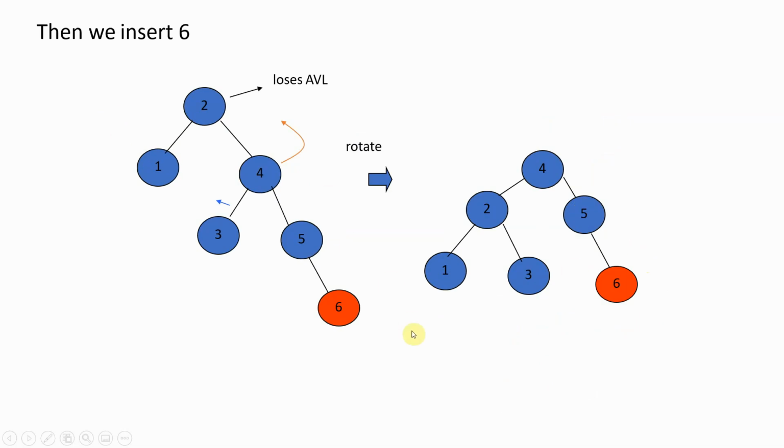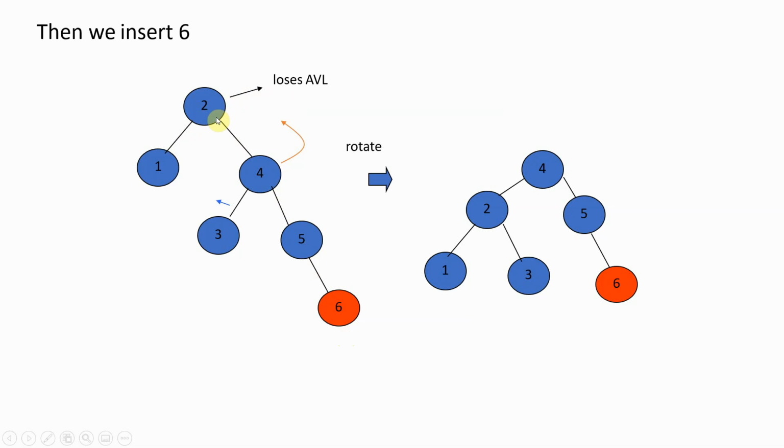Let's insert 6. According to the BST insertion, it's going to go on the right of 5. 6 is bigger than 2, goes on the right, bigger than 4, bigger than 5. We have a null pointer, so it's going to be inserted here. Now we have to check the balance factor of all the nodes from here all the way moving upwards toward the root. The balance factor for this one is 0, for this one is negative 1, for this one is 1 minus 2 is negative 1, for this one is 1 minus 3 is negative 2. So this node loses its AVL property.